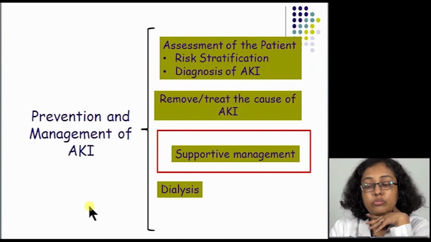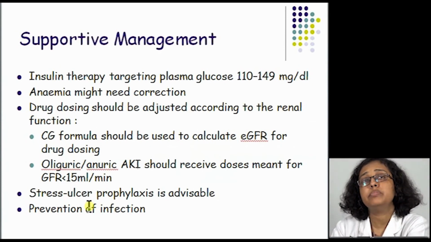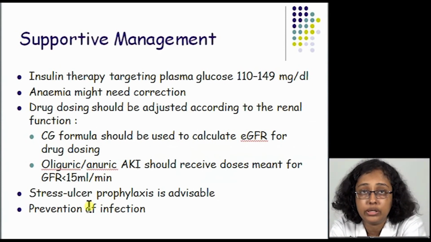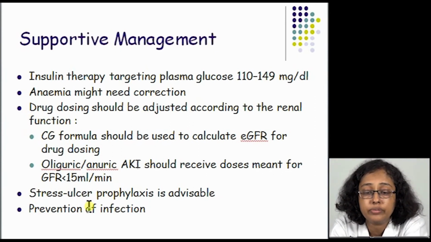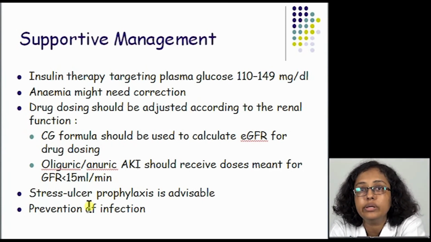Now, once we have removed or treated the cause of acute renal failure, we look at supportive management. As I said earlier, critically ill patients are at very high risk of developing acute renal failure, and they often have multisystemic involvement. So if they're diabetic, insulin therapy would be required to maintain the plasma glucose levels optimally. Anemia needs to be corrected as it's a risk factor for acute renal failure. The drug dosing should be adjusted according to the renal function. The Cockcroft formula should be used to calculate the estimated GFR, and the drug dosing should be done accordingly.